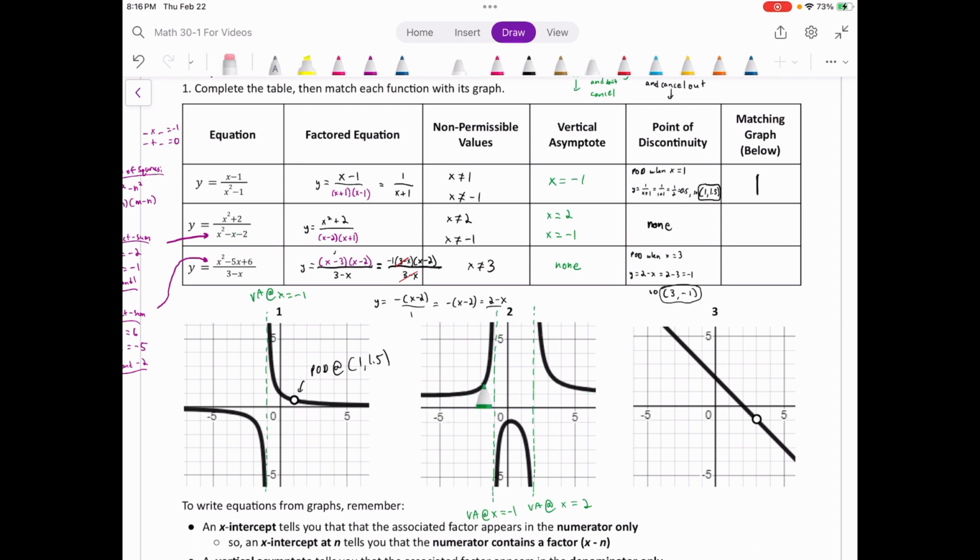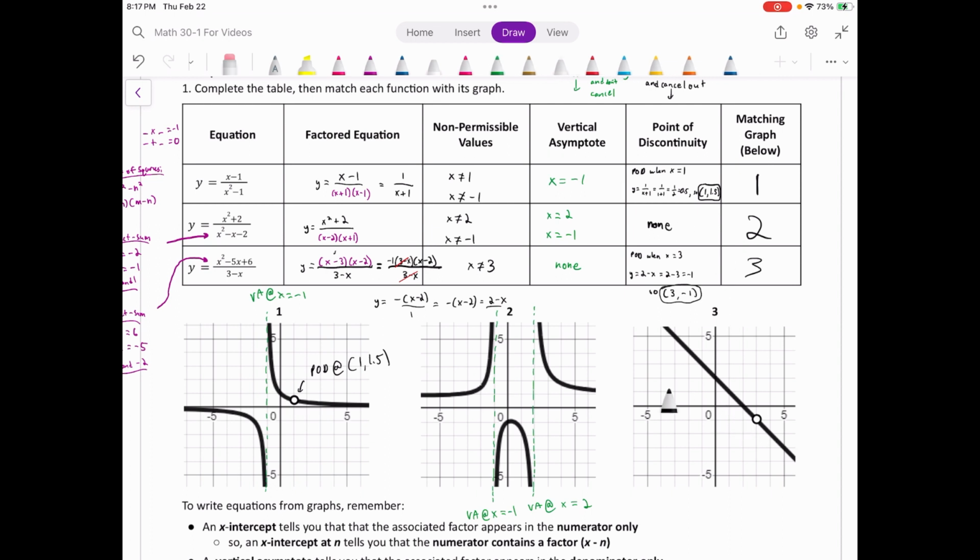Also, no points of discontinuity. There's no holes in this graph. It does have vertical asymptotes and therefore NPVs, but those NPVs aren't simplifying out of the equation so that they just end up as little holes. They're there in the equation even after simplifying, and they influence the overall shape of the graph. So I think graph 2 matches that one. And then yes, by process of elimination, graph 3 must be that one.